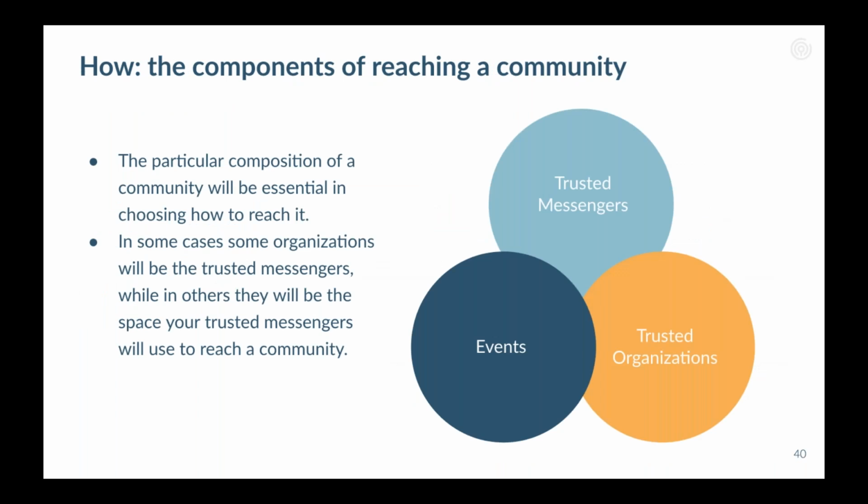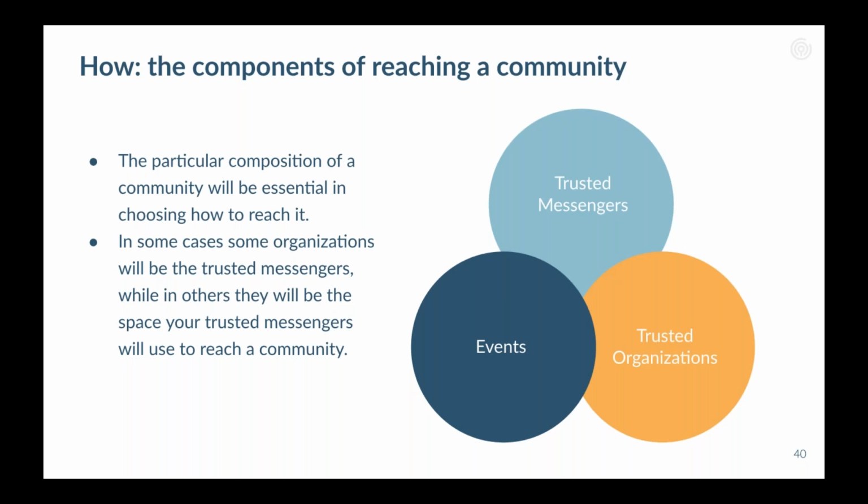In terms of the how, do we reach people offline? Each community that we target will be unique, and each will require a different composition of messengers, organizations, and events. In some cases, the trusted messengers will be the same as the trusted organizations, such as schools, for instance.